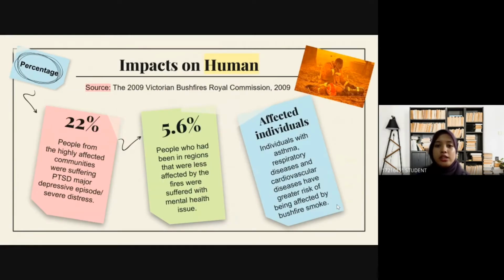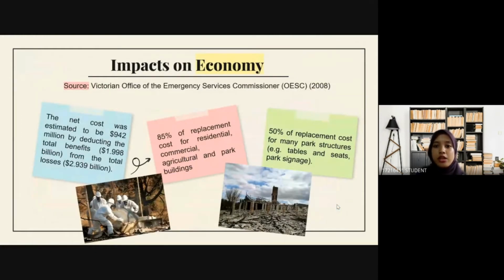Based on the 2009 Victorian Bushfires Royal Commission, 22% of people from highly affected communities suffered from PTSD, also known as post-traumatic stress disorder. However, only 5.6% of people suffered from mental health issues in regions that were less affected by the fires. Also, individuals with asthma, respiratory diseases, and cardiovascular diseases have a greater risk of being affected by bushfire smoke. And lastly is the impacts on economy.